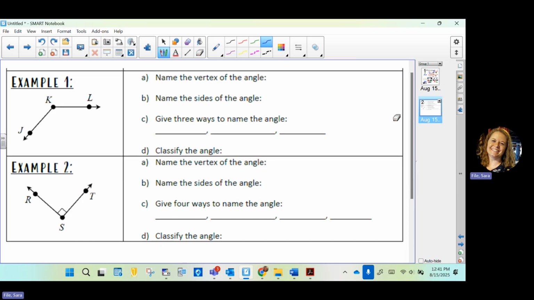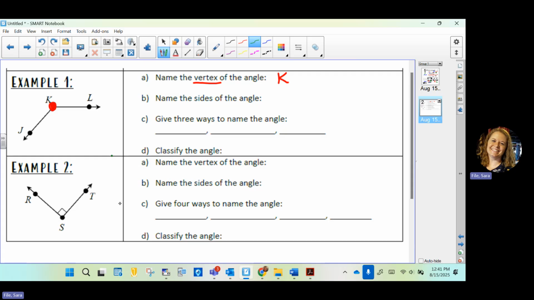So here, in example 1, what is the vertex of this angle? Okay, good. The corner is the vertex. So the vertex is K. What are the sides of the angle? Say it again. L is on one of the sides and J is on one, but L and J themselves are just points. To actually name the side, it's a ray, right? We have to name the rays.